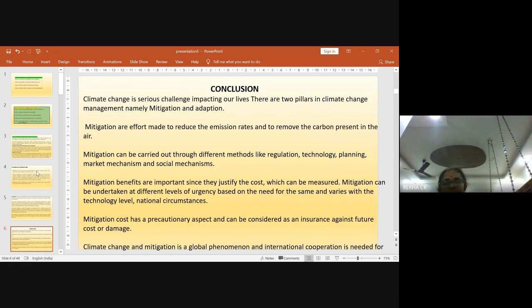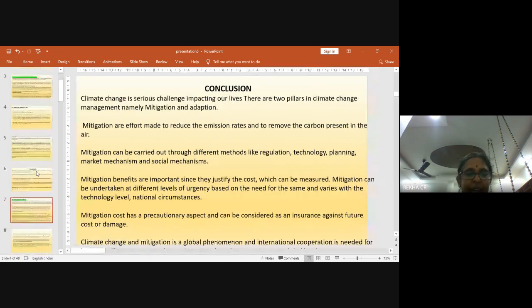So the first unit is that climate change is one of the serious challenges impacting our lives. Mitigations are the efforts that reduce the emission rate. It can be carried out through different methods like regulation, technology, planning, market mechanism, and social mechanism. And mitigation benefits are important since they justify the cost which can be measured. And mitigation cost is a precautionary aspect, and it can be considered as an insurance against future cost or damage.